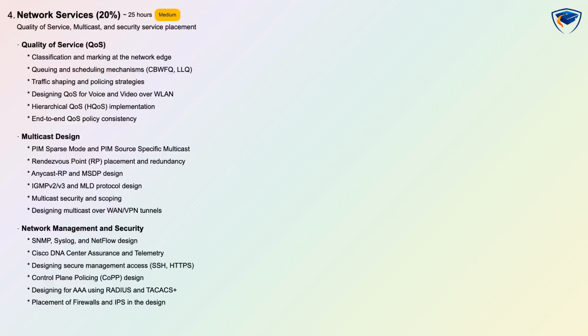Network Services is 20% and focuses on quality of service, multicast and security service placement across the network. This medium difficulty area needs about 25 hours of study and combines conceptual and scenario-based assessments to evaluate end-to-end design thinking. You will learn QoS classification and marking at the edge, queuing and scheduling like CBWFQ and LLQ, traffic shaping and HQoS for voice and video, and methods to maintain QoS consistency across wired and wireless domains.